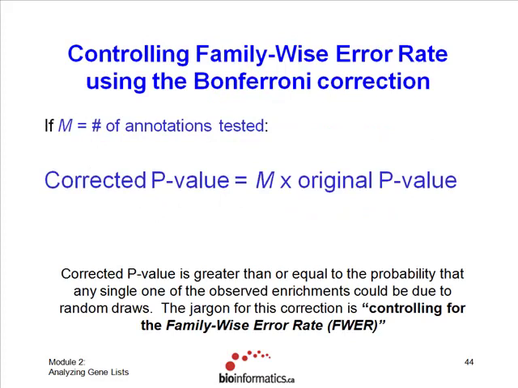Okay, so there are a couple ways to control family-wise error rate, but the most common and easiest way that people use is something called the Bonferroni correction. Has everyone seen the Bonferroni correction before? You just take your p-value and you multiply it by the number of tests that you've done. Seems totally reasonable. Okay, and if you do that, then this is a bound on the probability that any one test is a false positive.